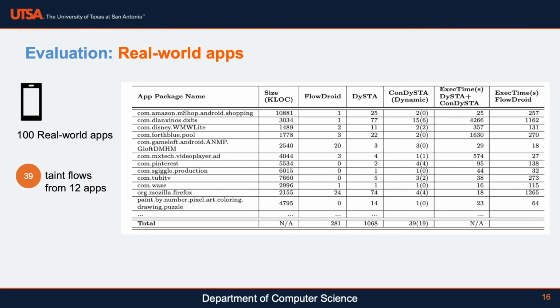We further applied ConDySTA on 100 popular Android apps from Google Play. On top of FlowJoy, ConDySTA was able to detect 39 additional taint flows from 12 apps. Some taint flows were detected by ConDySTA but missed by FlowJoy because the data were sent to a remote server and came back later, or the data flowed to local cache files and was later read back. So the evaluation result shows ConDySTA was able to handle different types of inaccessible code in real-world applications, and also the idea of using dynamic analysis to reduce false negatives in static analysis is promising.